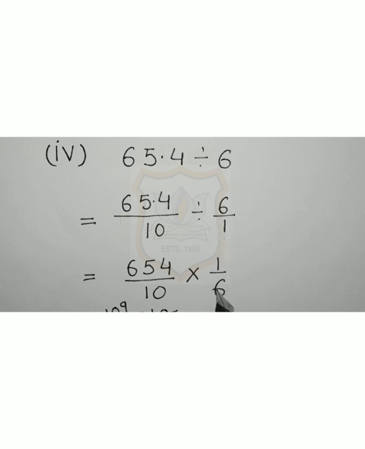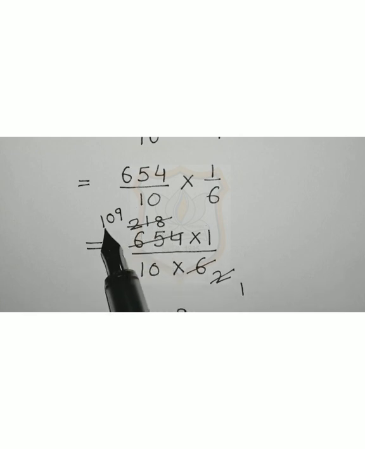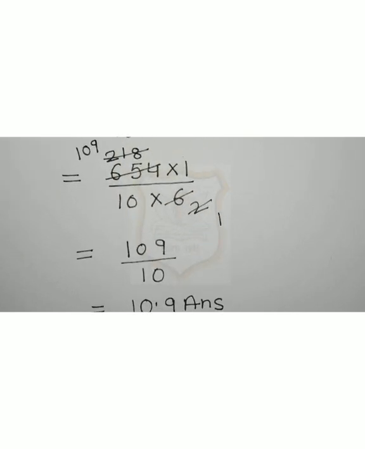Now according to the formula, 654 into 1 upon 10 into 6. Now I will cancel this 6 and 654 by 3. 3 2s are 6, 3 218s are 654. Now 6 1s are 6 and 6 109 times 218. Now our answer is 109 upon 10.